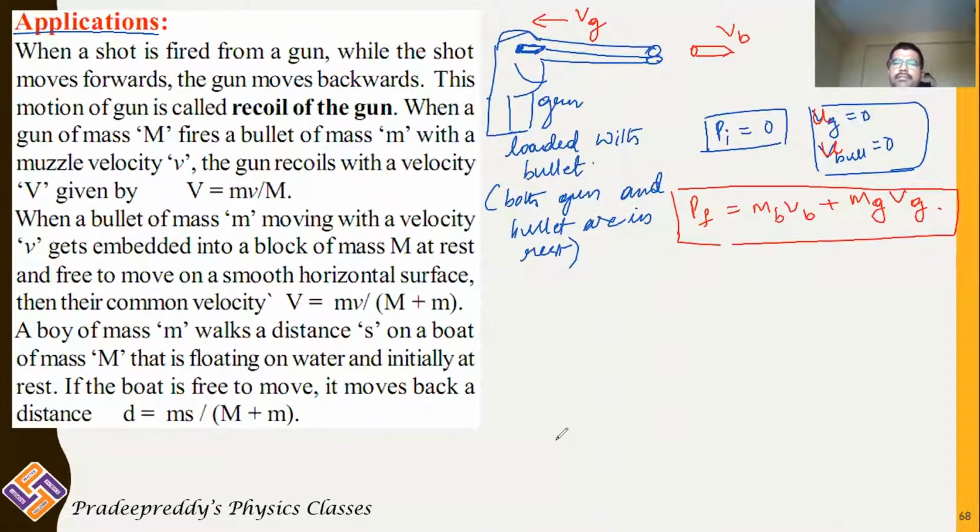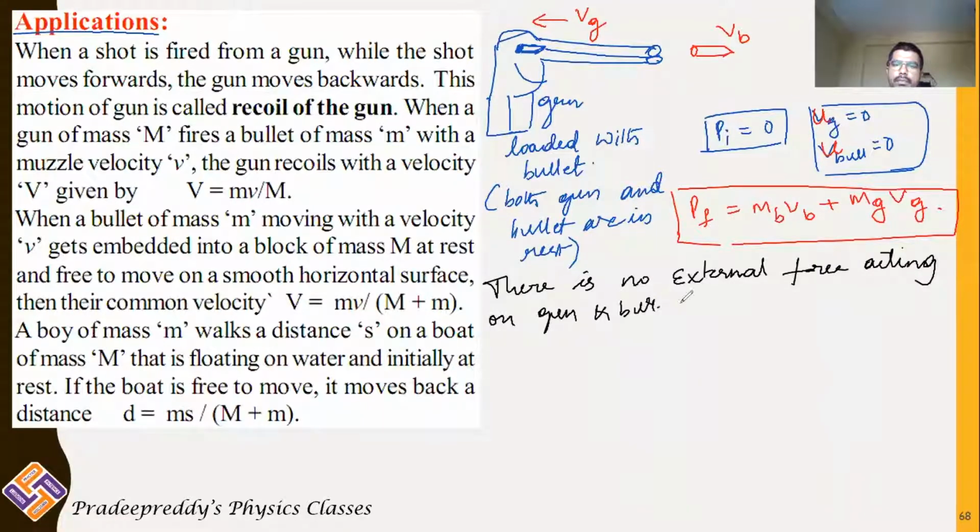Now, is there any external force acting on this gun and bullet system? There is no external force acting on the gun and bullet system. F external is equal to 0. We are not pushing the gun. We are not pushing the bullet. They are meant to be in the rest position initially.